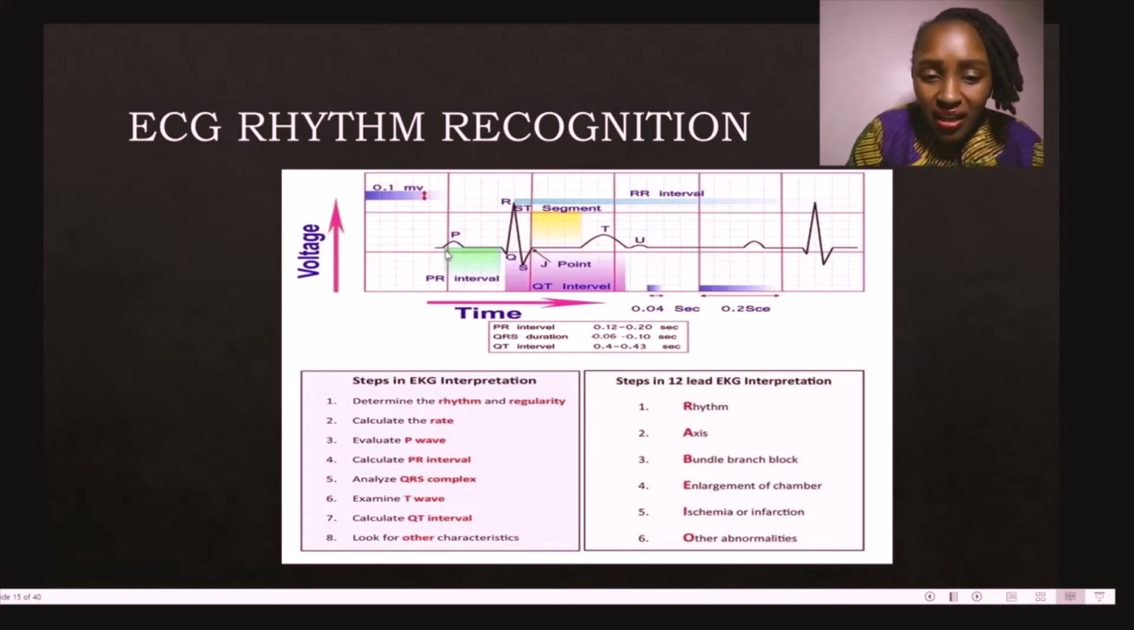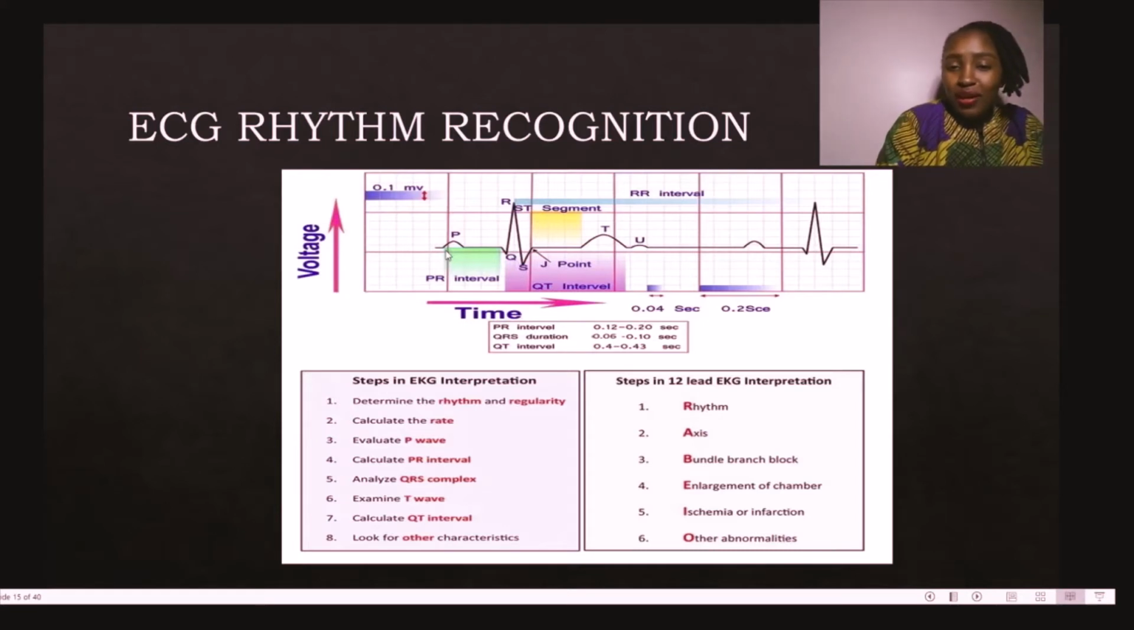The last criterion, criterion number 5 or step number 5, is the QRS complex. Yes, the QRS complex, I said, is about the squeeze or the depolarization of the ventricles.